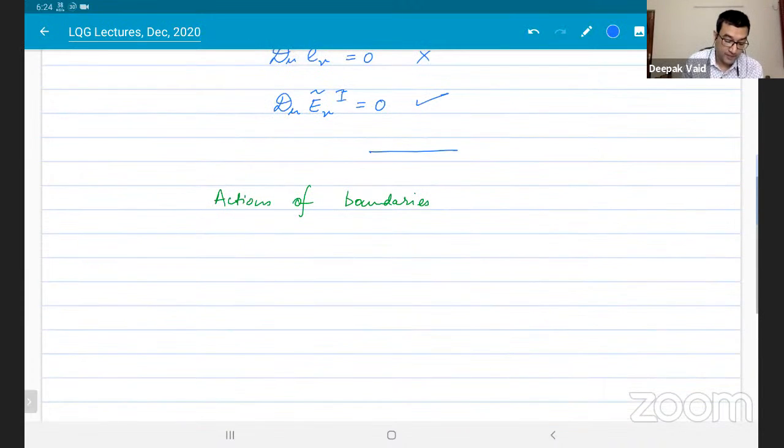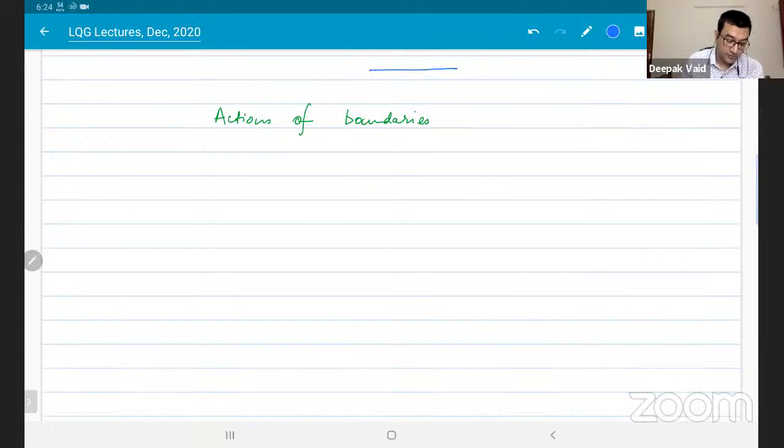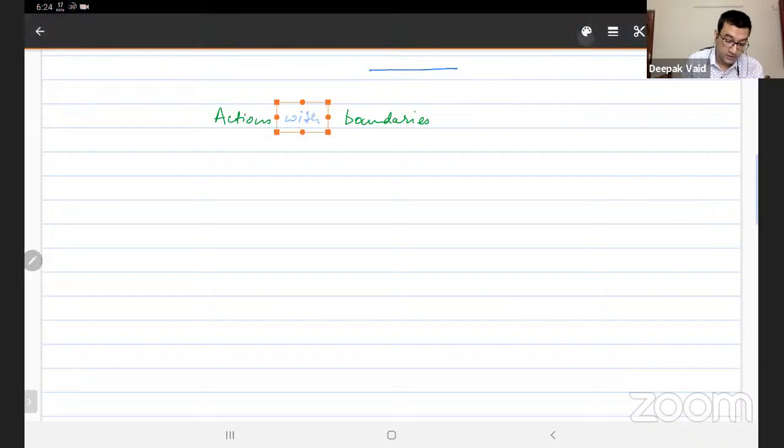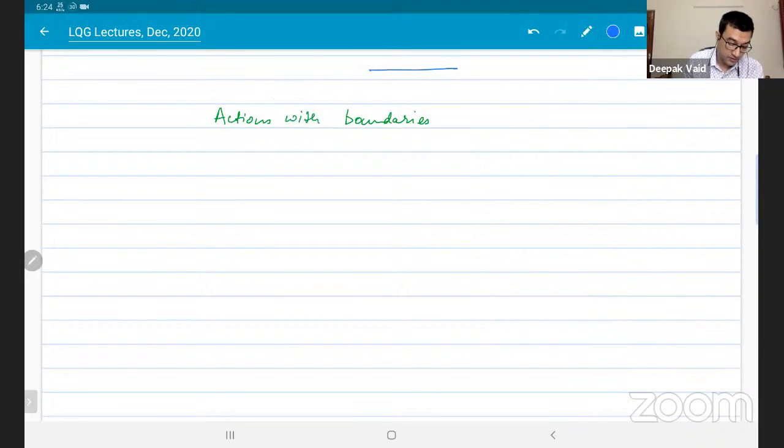Okay. Anyway, so actions with boundaries, in the presence of boundaries. Now, when we looked at the Palatini action, and we write it down, it looks like this.